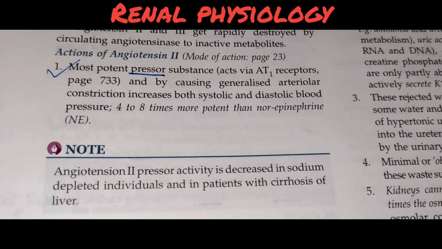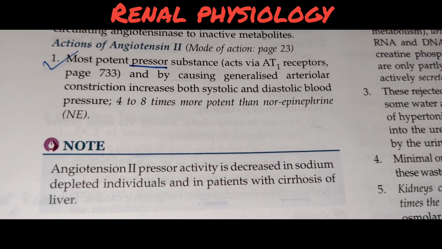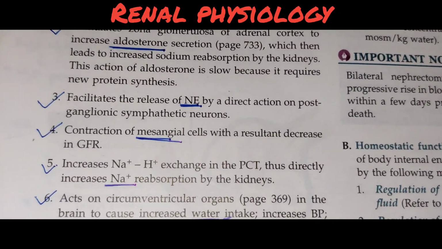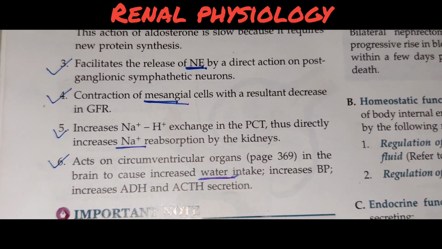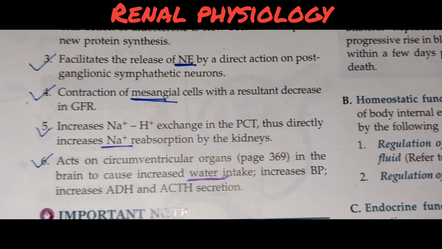So how do we remember the actions of angiotensin 2? First of all, it is a pressor. Then it will increase the secretion of aldosterone, then increase the secretion of norepinephrine, contract the mesangial cell, increase sodium reabsorption and increase the water intake.